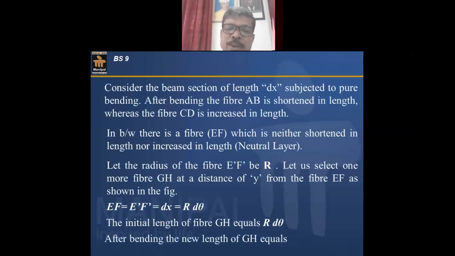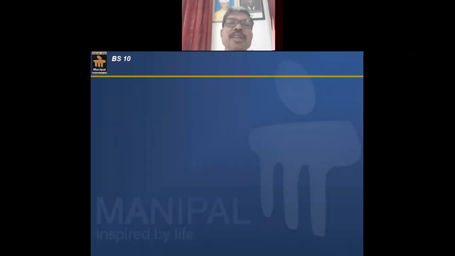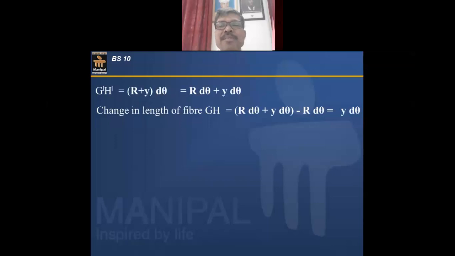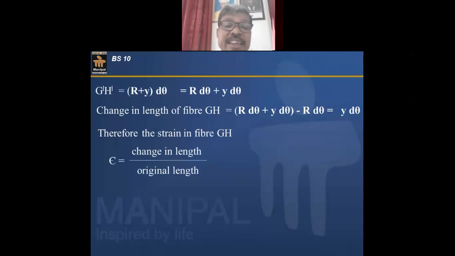After bending, the new length of GH, that is G dash H dash, is equal to (R plus y) d theta. Whatever the increase in the length, (R plus y) into d theta. So I am expanding it: R d theta plus y d theta. Then the change in the length of the fiber: how much will it be? R d theta plus y d theta, whatever the length has increased, minus R d theta, so how much has the length changed? Only y d theta. So here, therefore, the strain in fiber GH is epsilon, that is not E, it is epsilon.